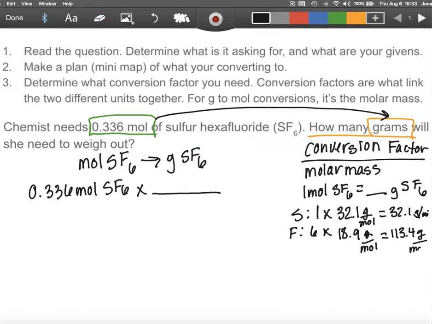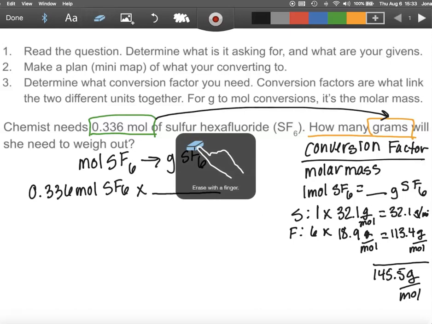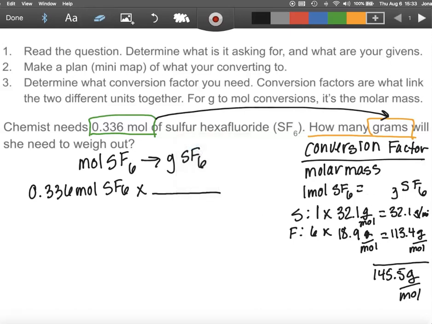Grams per mole. Now to get the total molar mass of the substance, you have to add those two numbers together. 113.4 plus 32.1. Okay, it's 145.5. That is the weight, or the molar mass, of sulfur hexafluoride. Now that we know what the conversion factor is, 1 mole is equal to 145.5 grams, we can now do the conversion, okay?